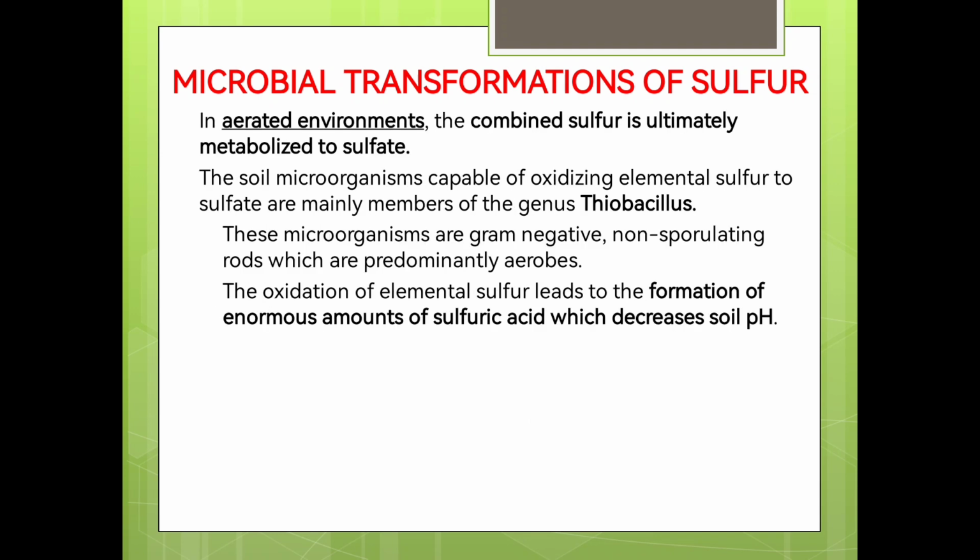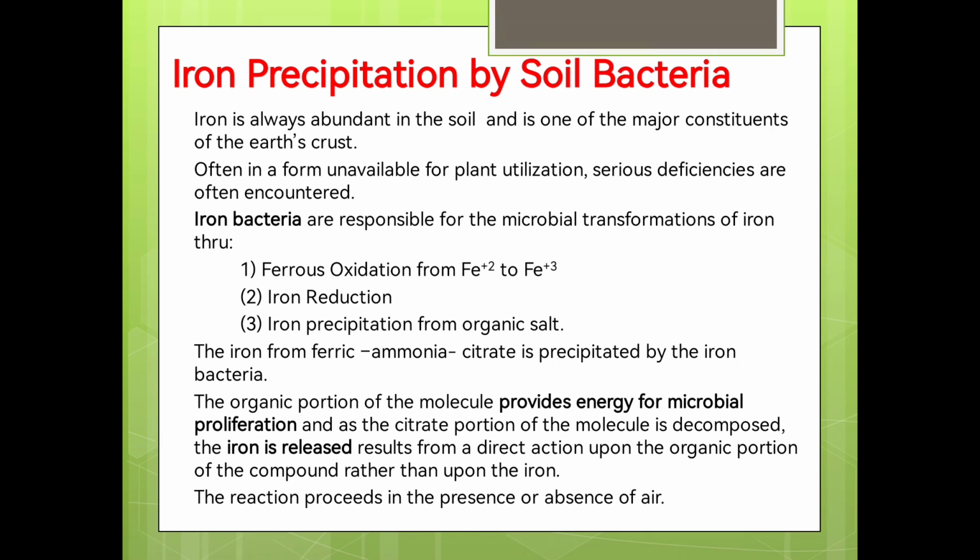On the other hand, in aerated environment, ibig sabihin may oxygen, the combined sulfur is ultimately metabolized to sulfate. And the soil microorganisms capable of oxidizing elemental sulfur to sulfate are members of the genus Bacillus. And these microorganisms are gram-negative, non-sporulating rods which are predominantly aerobes. And the oxidation of elemental sulfur leads to the formation of enormous amounts of sulfuric acid, which decreases soil pH because it adds acidity in the soil. So that's why you have to maintain the balance now between the aerobic bacteria and anaerobic bacteria, because if one dominates, it has an adverse effect on the availability of nutrients and can affect the plants themselves. And then iron is also precipitated by soil bacteria.